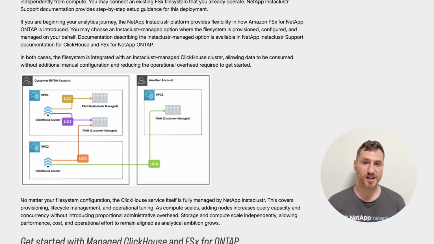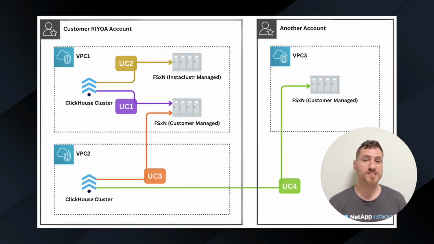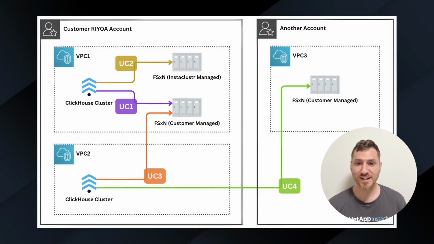Here's the part that I'm most excited about. This integration now works across VPCs and across AWS accounts. So your ClickHouse cluster can run in your VPC and consume FSx for ONTAP storage that lives in a completely separate VPC or a separate account entirely. That matters because real enterprise environments already separate compute from storage. Network boundaries, account isolation, and storage governed by a different team.